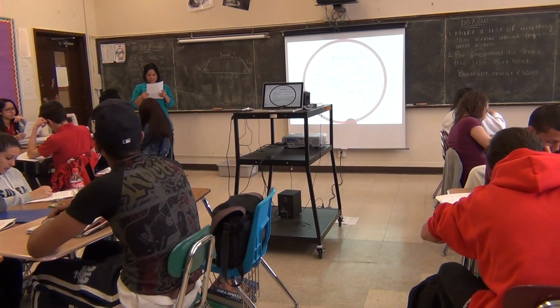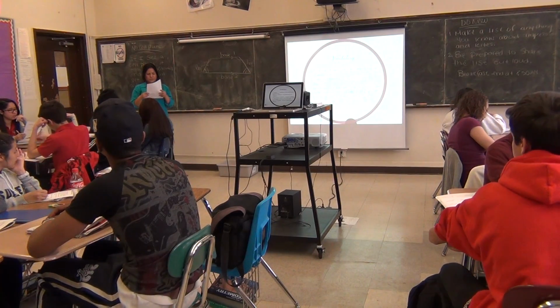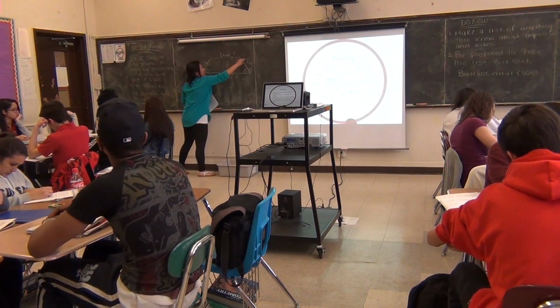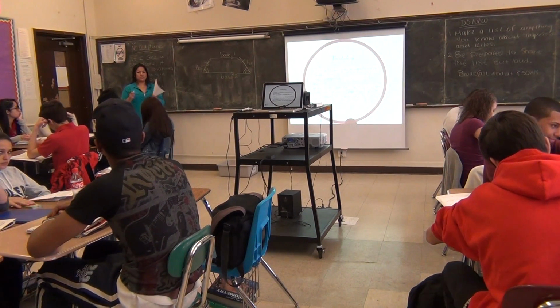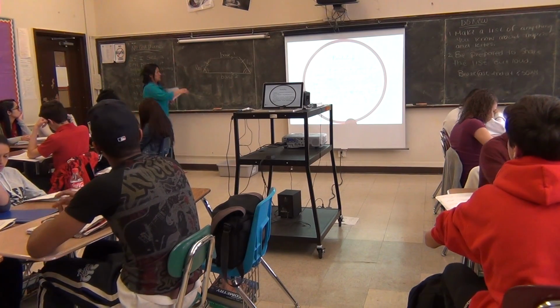Isosceles trapezoid: if the legs of the trapezoid are congruent, then the trapezoid is an isosceles trapezoid. So only when these legs right here are congruent, it is an isosceles trapezoid. If they're not congruent, it is just a trapezoid. It is not an isosceles trapezoid. Okay?